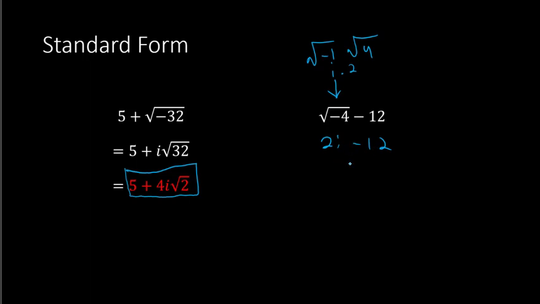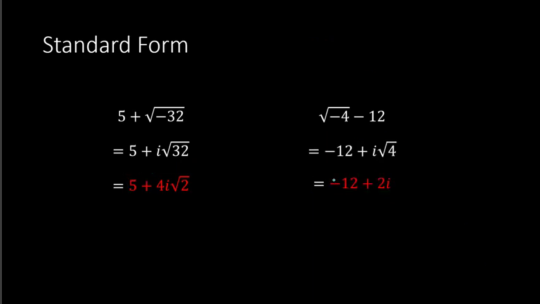So we have this expression, and to put it into standard form, we need the real number first. So the -12 should come first, and then the imaginary part would come second. So in standard form, you would write this as -12 plus 2I. All right, so that would be your final answer. And we see that typed up right here.